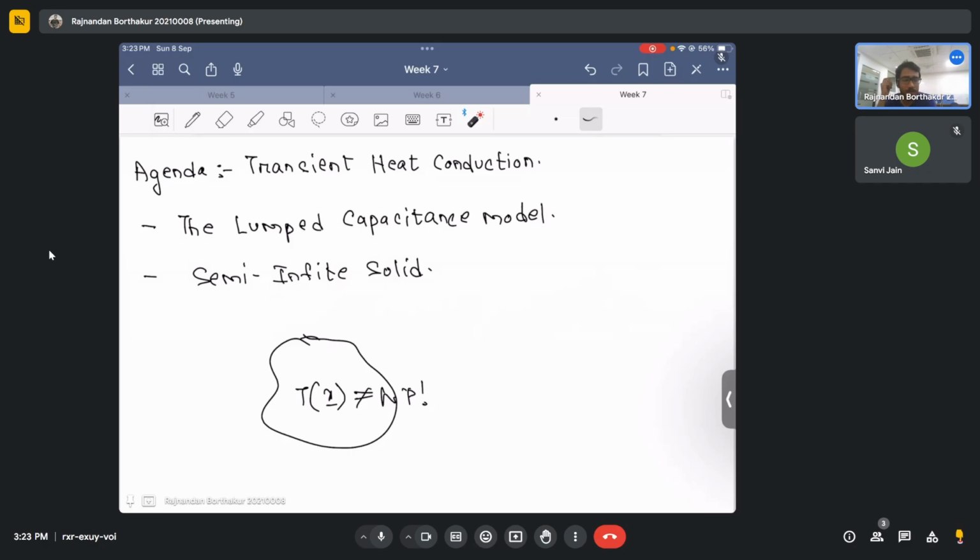I think you have learned this term. This is known as the Biot number. For your lumped capacitance model to be valid, your Biot number should be very much less than 1. And physically, as I said, your Biot number is basically a ratio of resistances.